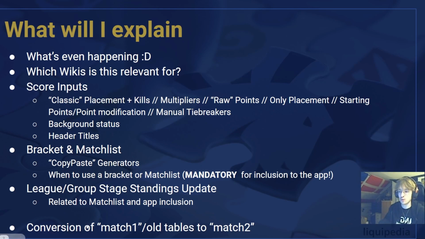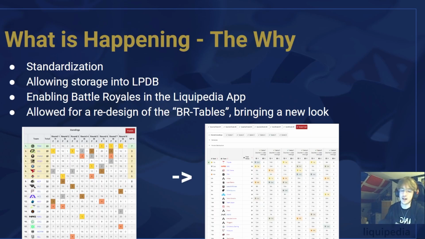And then I will also briefly go over the conversion of match 1. How do you take this old table and turn it into a match 2 version? I have a couple of things that I would like to share to make your life easier here. So, what's happening? Well, visually, you'll be going from this table to this table, but obviously, there's a bit more to it.